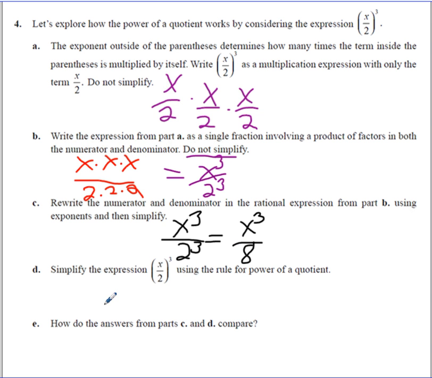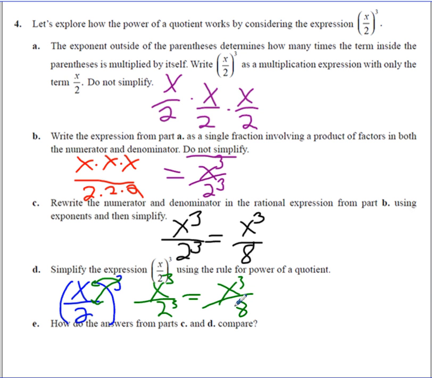And so we can find that same thing by now using our new property, which shows us that we can distribute that 3rd power in through our parentheses. And so, again, I like to draw my arrows to show that I'm distributing. And that will give me x cubed over 2 cubed, which gives me x cubed over 8. Which is what we expected, because we know we're supposed to have the same thing, since we're proving why our rules work.